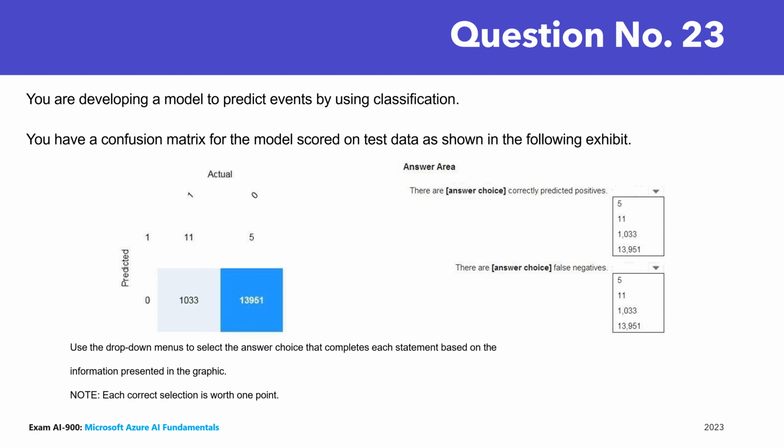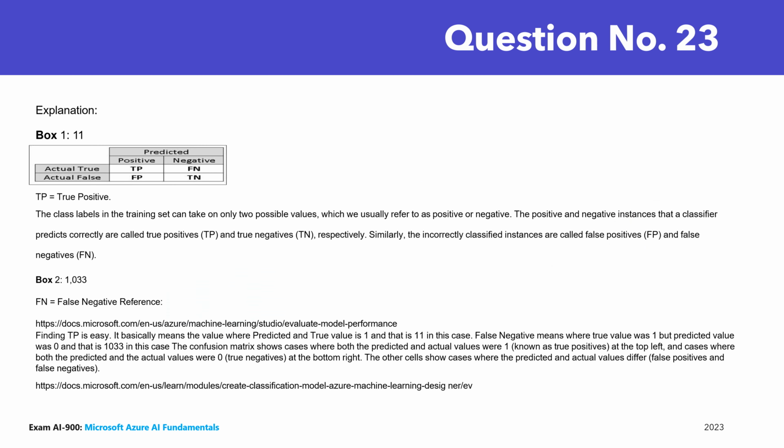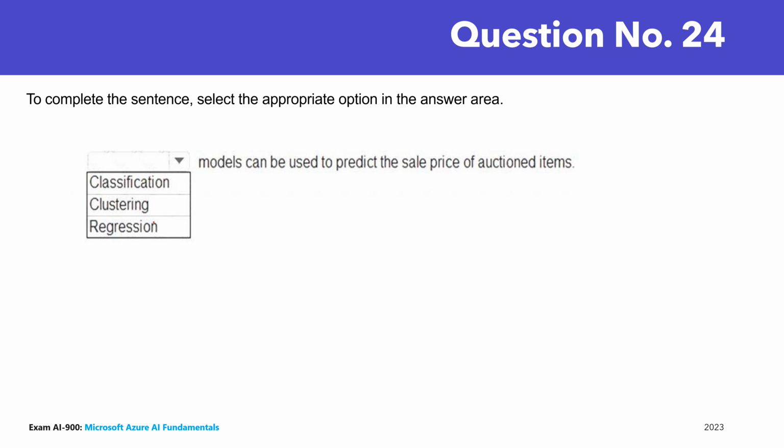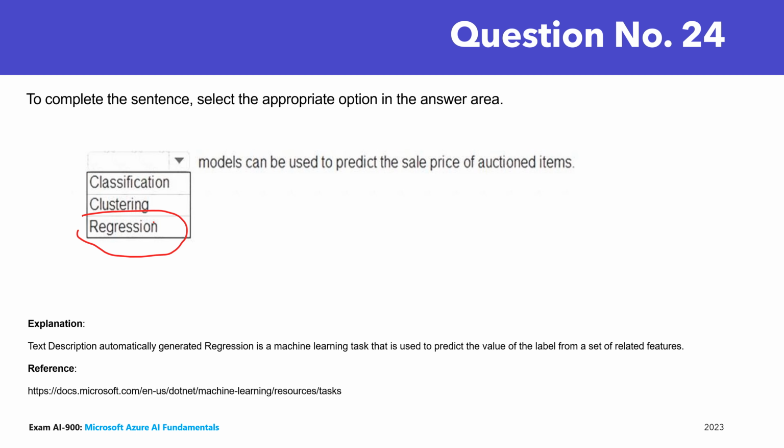You are developing a model to predict events by using classification. You have a confusion matrix for the model scored on test data as shown in the following exhibit. 1. There are 11 correctly predicted positives. 2. There are 1033 false negatives. To complete the sentence, select the appropriate option in the answer area. Regression models can be used to predict the sale price of auctioned items.